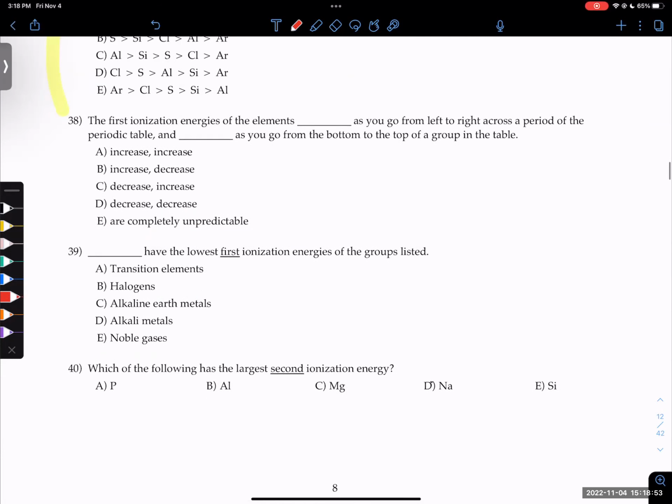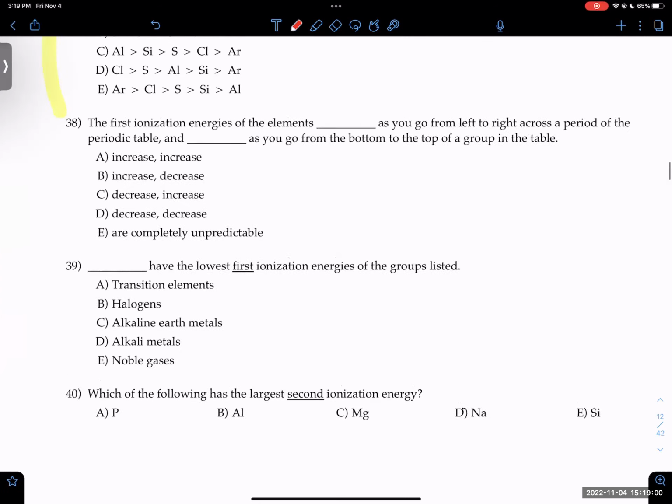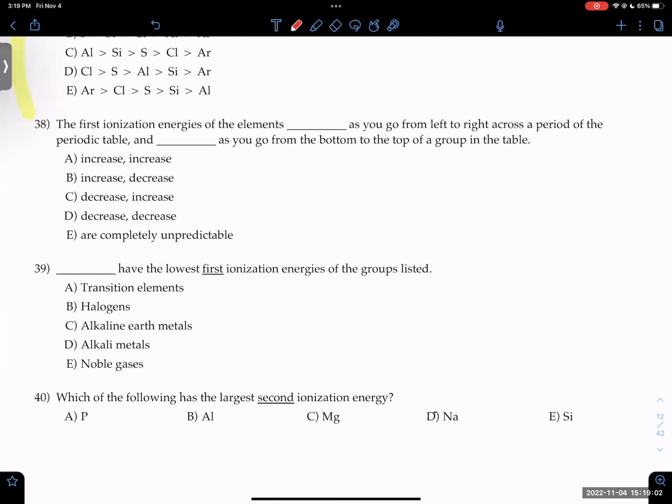All right, number 38. First ionization energy of the element blank. This is just the trend, seeing if y'all remember the trend of ionization energy. And if you remember the trend of atomic radius, then you pretty much know the trend of everything else.